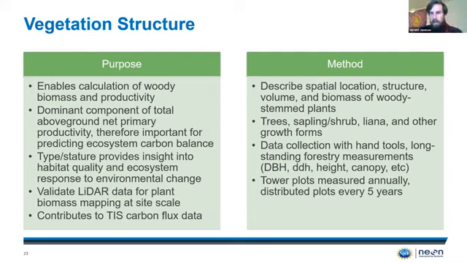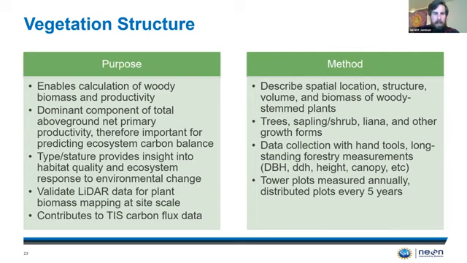Vegetation structure data are also an important complement to data streams generated by our airborne observation platform, or AOP. When combined with AOP data, these ground collected data will validate LiDAR data used to map the structural complexity of vegetation and will enable mapping of plant biomass at the site scale. In conjunction with carbon flux data from our terrestrial instrumentation system, vegetation structure data will facilitate understanding how biomass and different plant growth forms contribute to ecosystem level carbon flux.